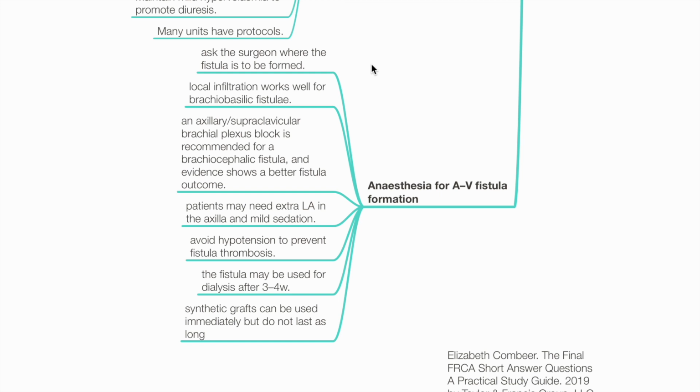Patients may need extra LA in the axilla and mild sedation. Avoid hypotension to prevent fistula thrombosis. The fistula may be used for dialysis after 3 to 4 weeks. Synthetic grafts can be used immediately but do not last as long.